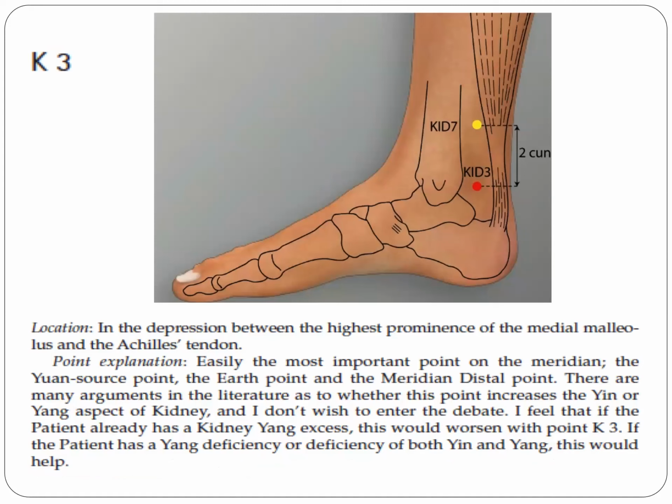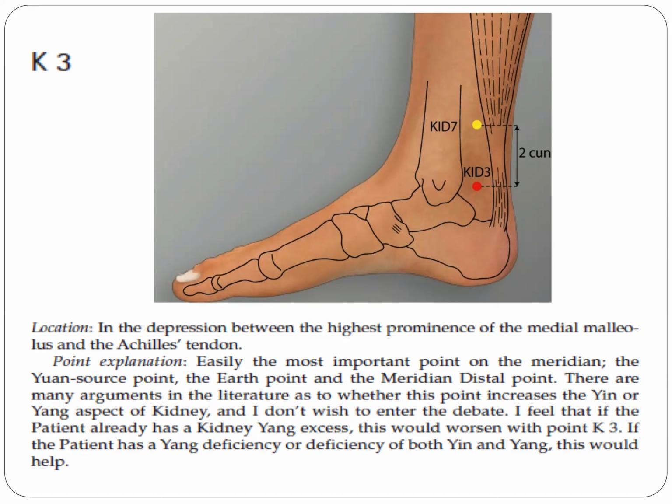Next is kidney 3. Location: the depression between the highest prominence of the medial malleolus and the Achilles tendon. Point explanation: easily the most important point on the meridian, the source point, the earth point, and the meridian distal point. There are many arguments in the literature as to whether this point increases the yin or yang aspect of kidney, and the author does not wish to enter the debate.